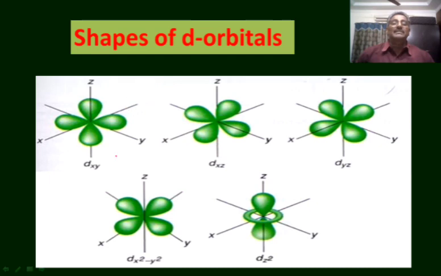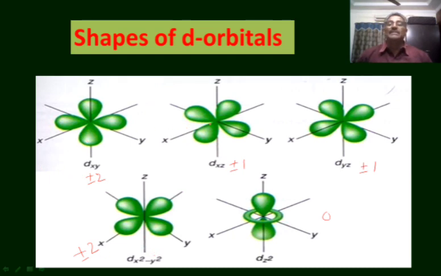The angular momentum values assigned for these orbitals are: for the dxy orbital, plus or minus 2; for the dxz orbital, plus or minus 1; for the dyz orbital, plus or minus 1; and for the dx square minus y square orbital also, plus or minus 2. For the dz square orbital, the angular momentum is 0. So if dxy is plus 2, dx square minus y square will be minus 2.